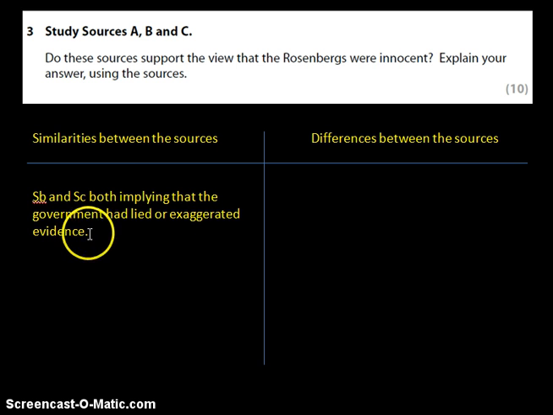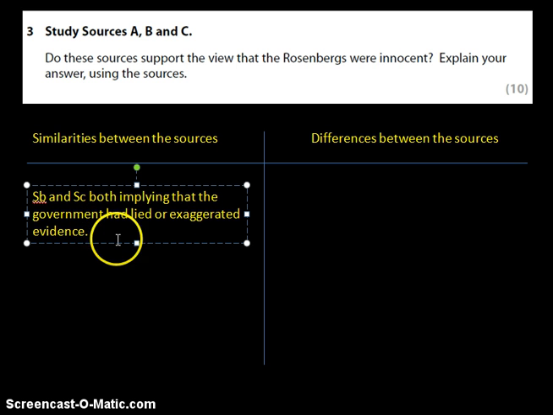Okay, and so I wouldn't necessarily write down what quotes or the evidence I was going to use here. This would be literally where I would jot down my ideas, and then obviously when I was writing up my answer, I would make sure that I gave evidence from the sources to support that point.